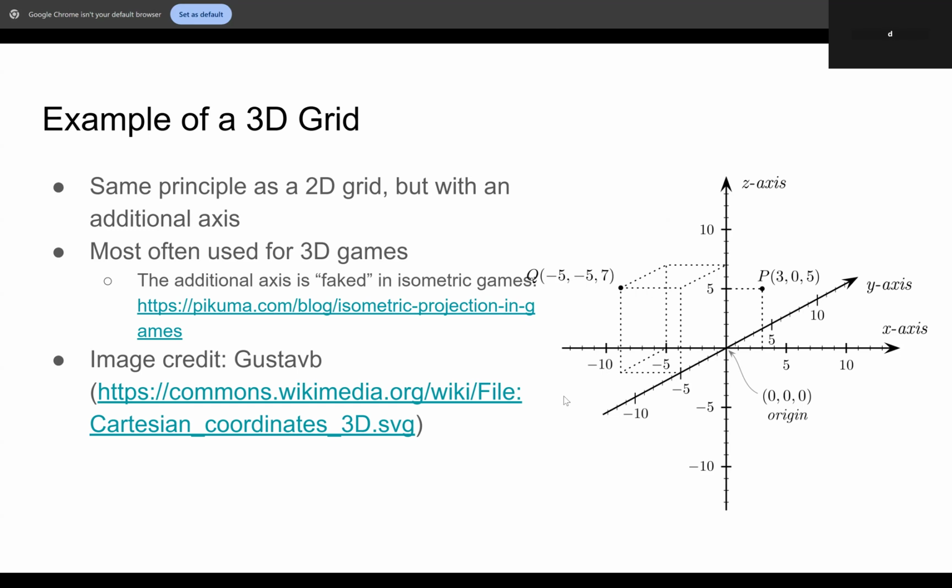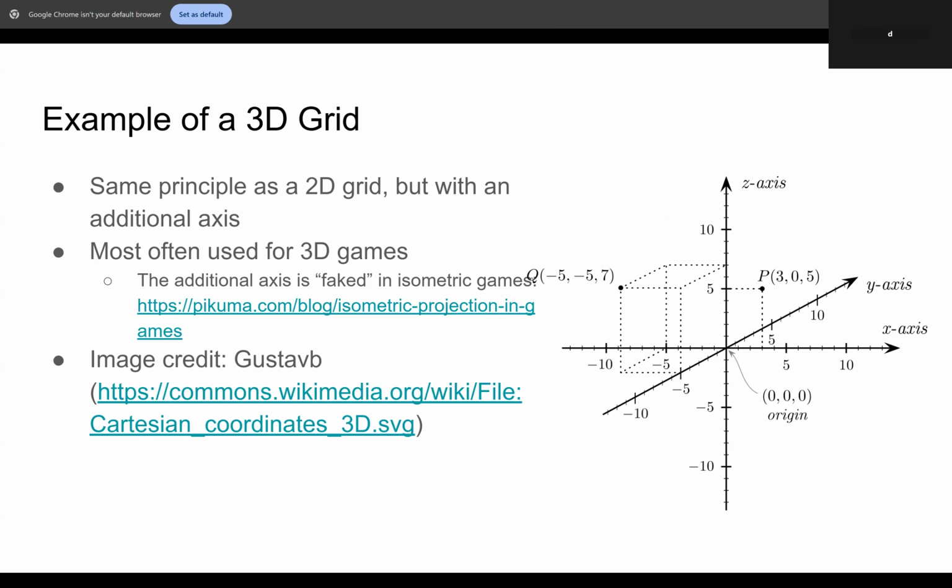And then if you have isometric games, which if you want to know more about what those are, I'll include a link here that you can look at in the description. With an isometric game, it's like a 2D game that gives the illusion of a sort of 3D view by faking the additional axis. So, like I said, there's a link here that you can read more about isometric games, but we're not going to really focus on that right now.